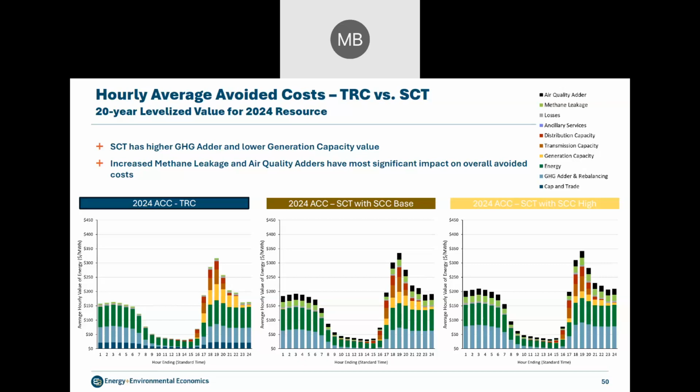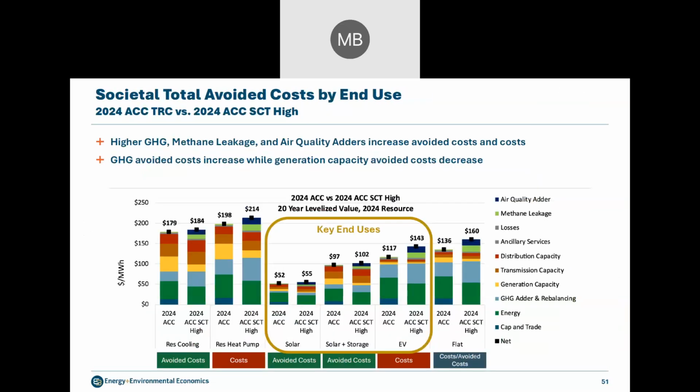All right, I think we have two more slides before any questions. This is a similar slide comparing the TRC versus SCT avoided cost of a few example DERs. We are kind of mixing and matching here. So I labeled, depending on the DERs we are talking about, they either represent the avoided cost or the cost, depending on whether the DER is load reducing or increasing.